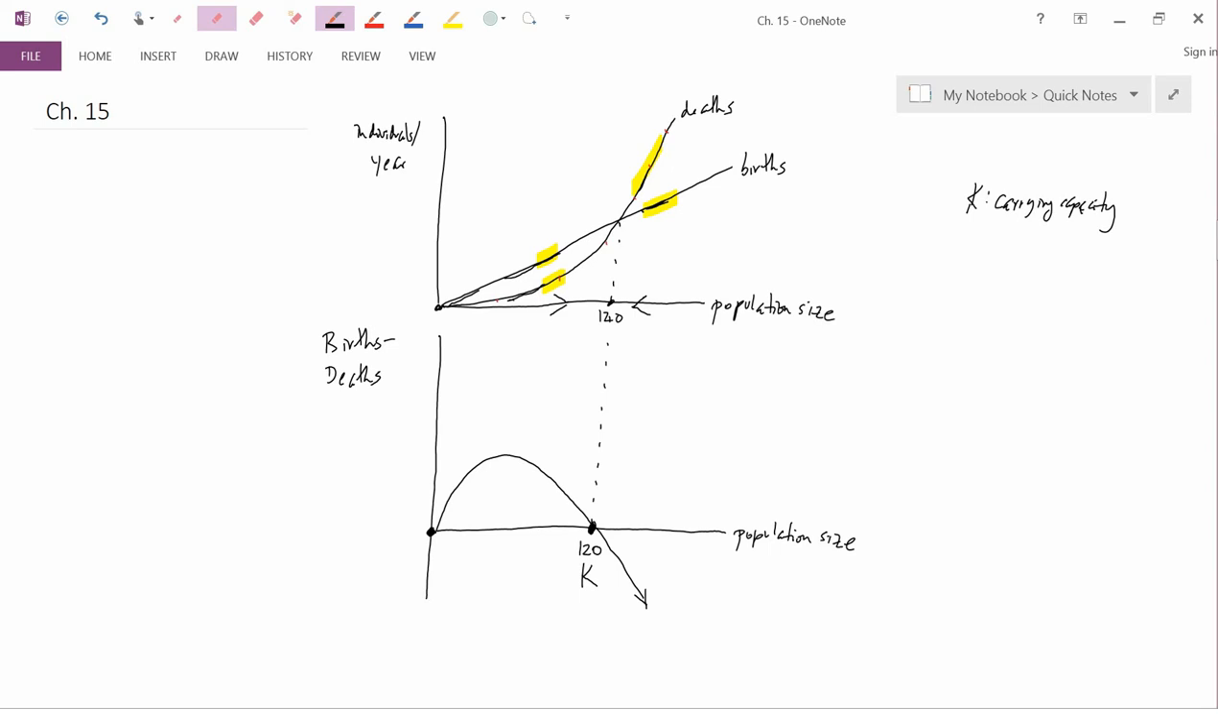Suppose we're interested in a steady state. A steady state is a situation where the population size is unchanging. I claim that we can interpret, for example, the number 70 in the following manner. Suppose the population size is 70, then this point here represents the births minus deaths when the population size is 70. Suppose that's, I don't know, equal to 4.